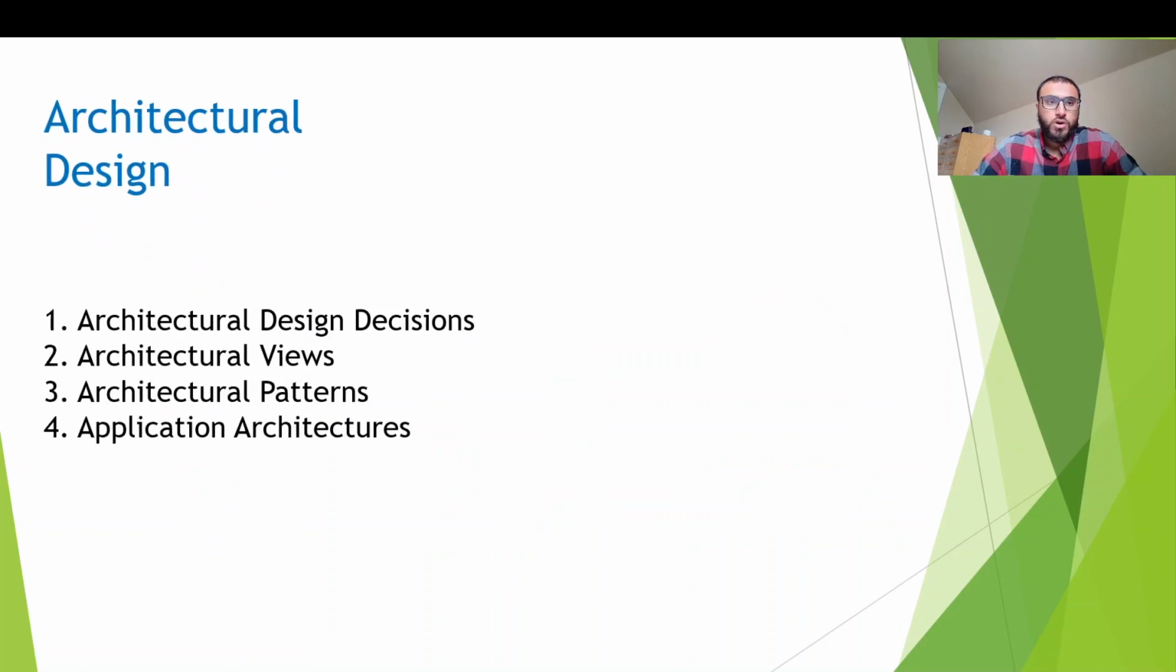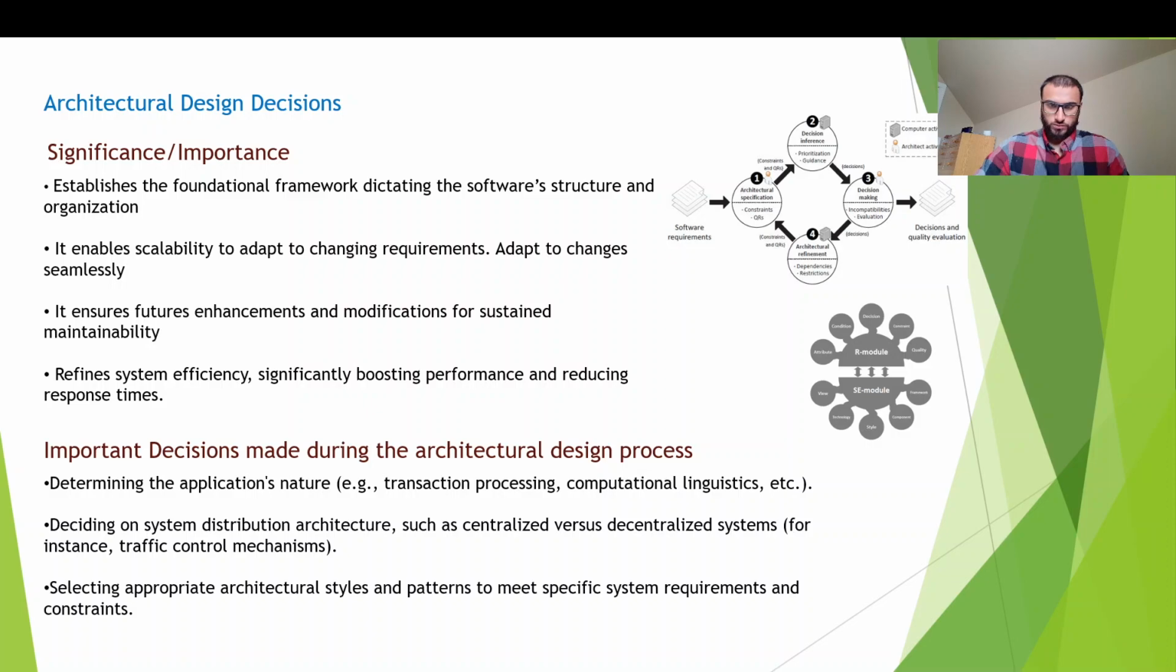The first topic is going to be architectural design, and the four main things that go into that are the design decisions, the different views that you can take, and the common patterns that are used in architectural design, as well as the usage of having these different architectures and what applications they can serve in. So for the first one, the importance of making good architectural design decisions is that it establishes a foundational framework which dictates the software structure and organization.